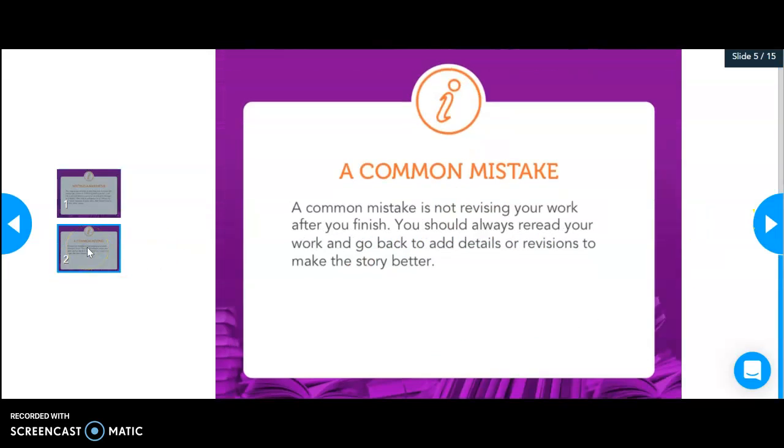A common mistake is not revising your work after you finish. So we should always reread our work and go back to add details or revise to make the story better, which is exactly what we're doing today. We're looking back at what we wrote and seeing how we can add or change.